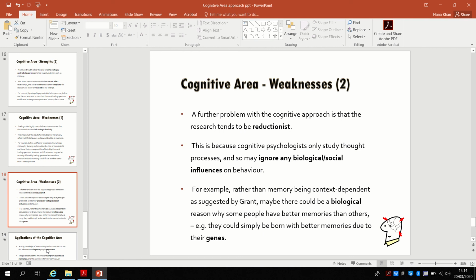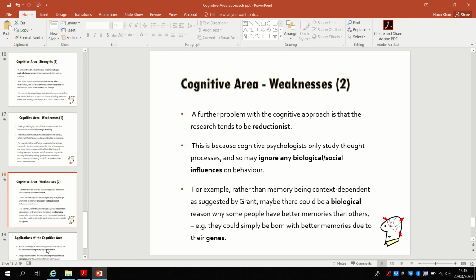This is because cognitive psychologists only study thought processes and so may ignore any biological or social influences on behavior. For example, rather than memory being context dependent, as suggested by Grant, it may be that there's some sort of biological reason as to why some people have better memory than others, but they didn't actually test that. Could it be down to their genes? We don't know. It's a reductionist area, and therefore that's a weakness because we can't actually find out the other reasons for their behaviour.